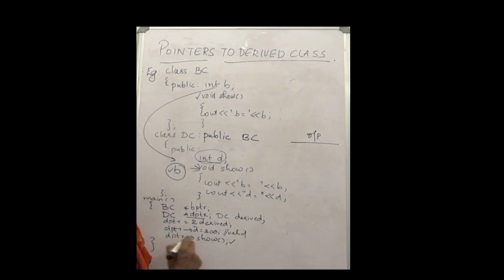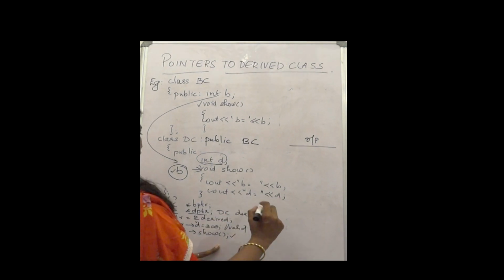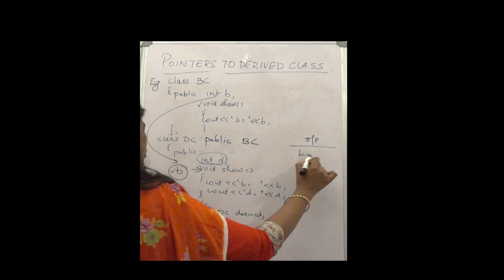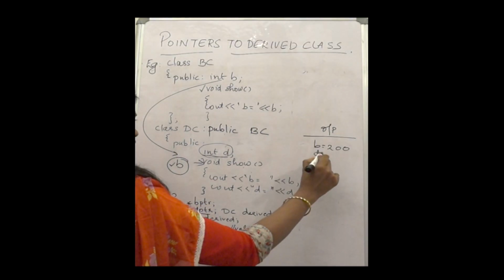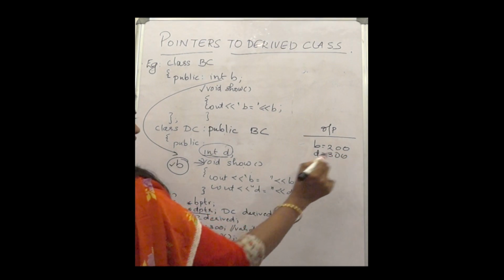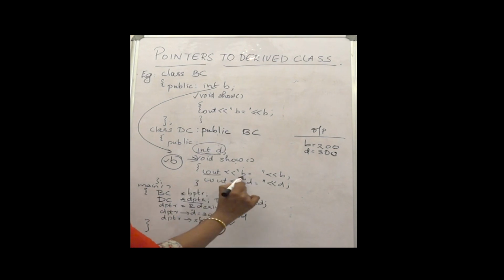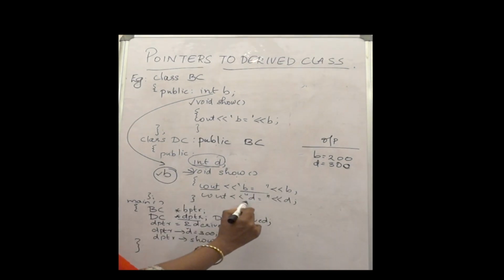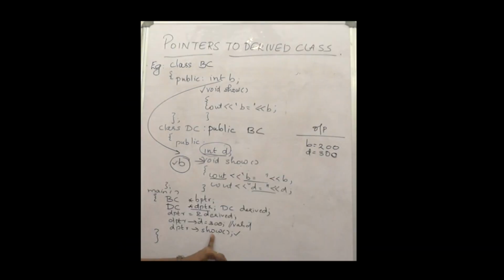Okay, so this call will invoke show function of DC class. So what will be the output? Now it will display B equal to, the previous value of B is 200 and D equal to 300, because inside the show function we have given two cout statements, first one to print B and second one to print D. Okay, so this is the output of the show function.